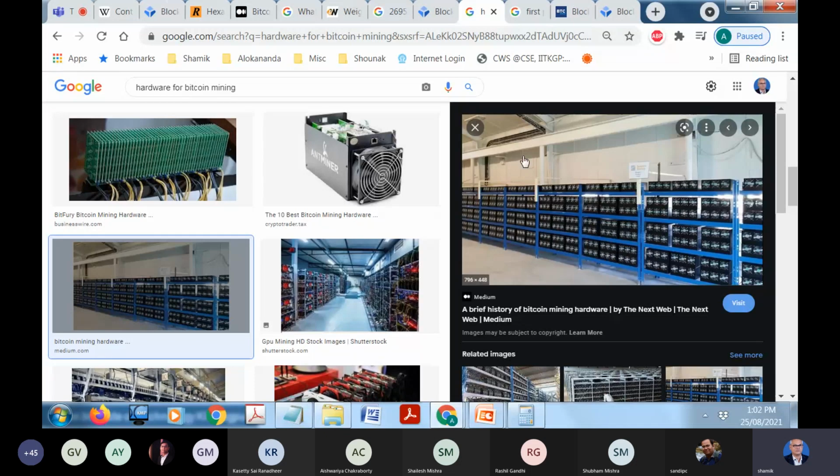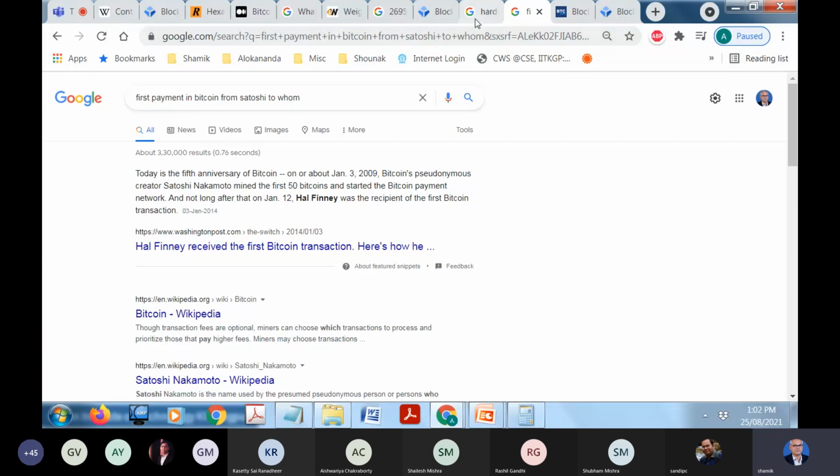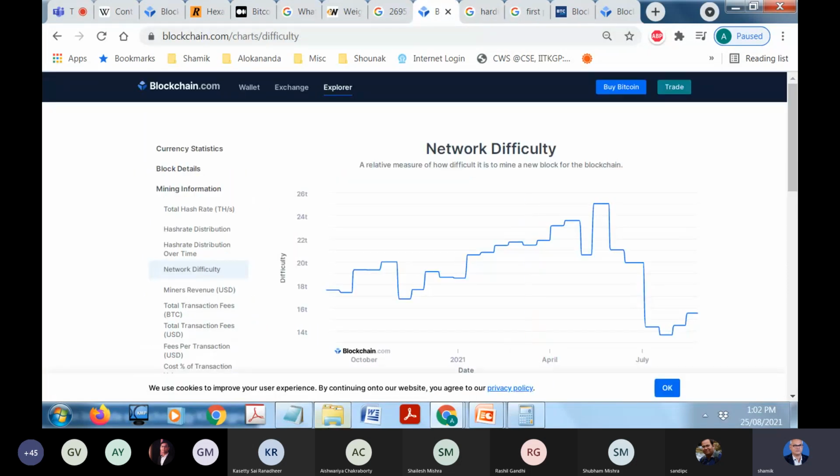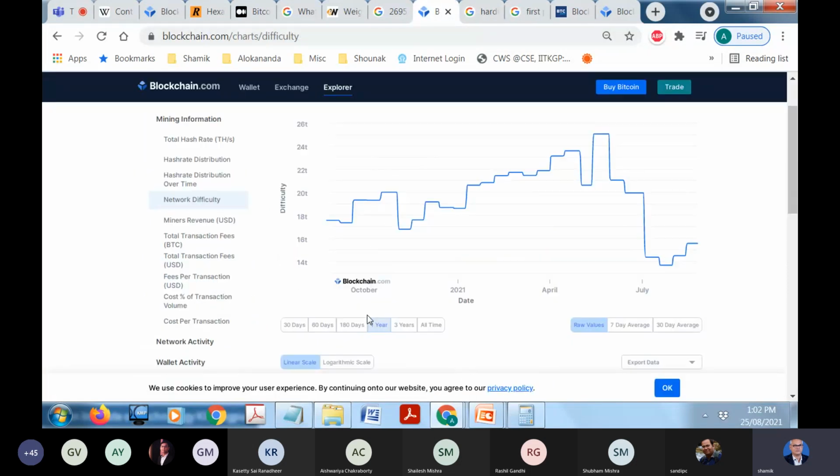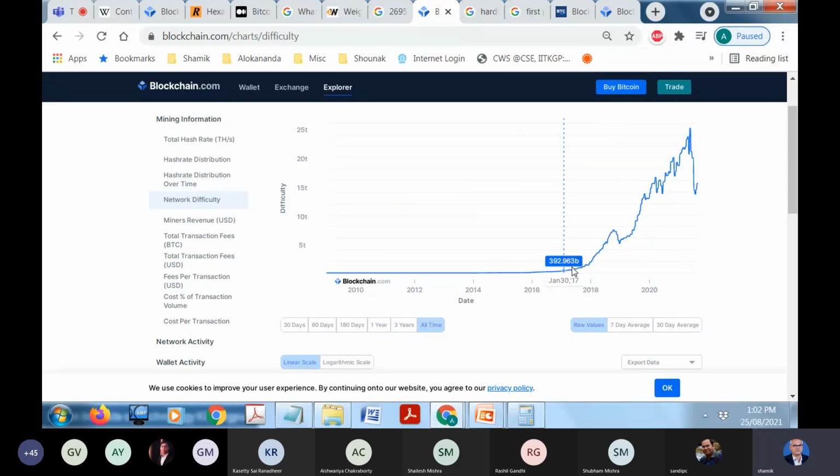I'll explain about the difficulty level in more detail in the next class. Difficulty level typically keeps increasing. If we see for all time, you'll see that there is an increasing trend. But in July this year, there was a sharp drop.